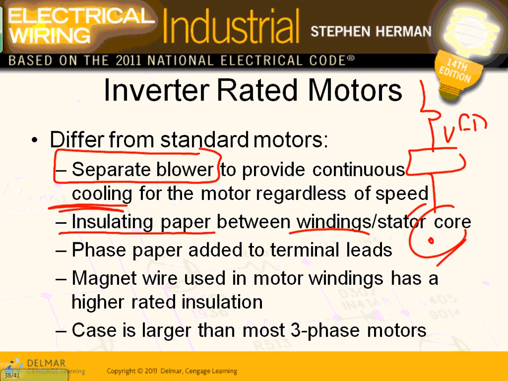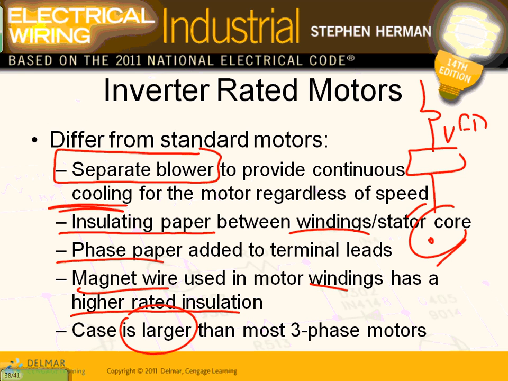And here's a description of it. They have a separate cooling system, so it doesn't burn prematurely, because you abuse the motor when you speed control them. They have phase paper, guys, between the phases. They have paper separation between the leads. The magnetic wire in the winding has higher rated insulation on it, and they are fatter and fluffier motors.